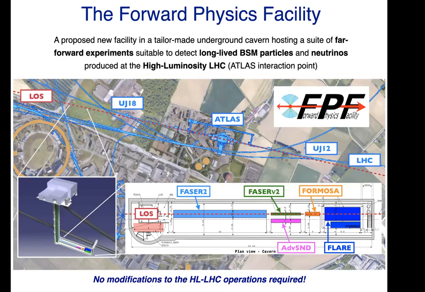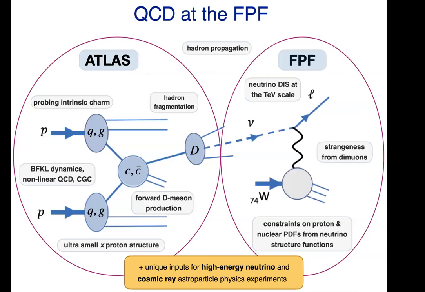This is a proposal to install a new underground cavern at CERN. And the idea is that at the LHC, when you collide protons, you generate a lot of forward particles, such as the mesons, which then decay into neutrinos. So if you go far from the interaction point, and you screen everything else, you will have a very clean flux of essentially high energy neutrinos that you can use to test QCD at small x or to do neutrino DIS at the TeV scale.